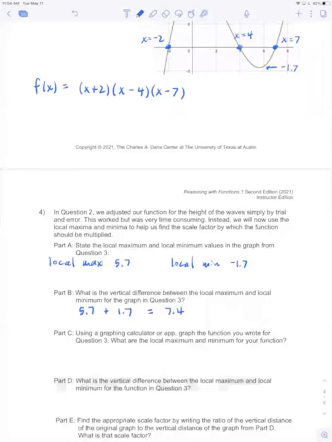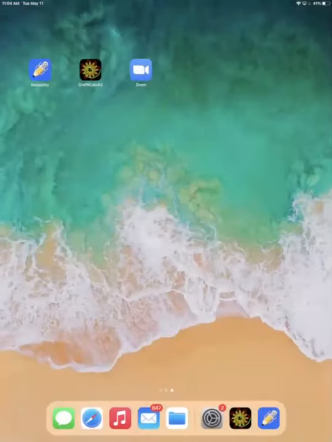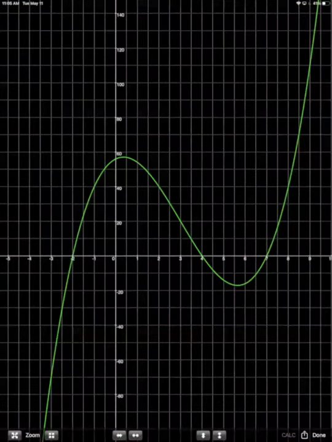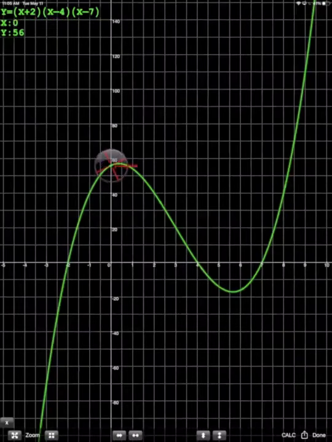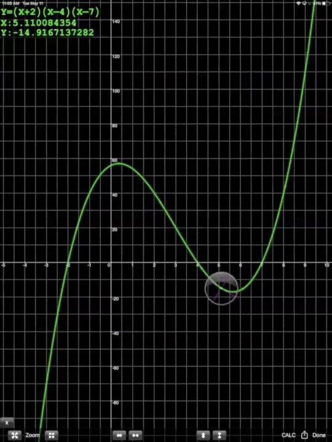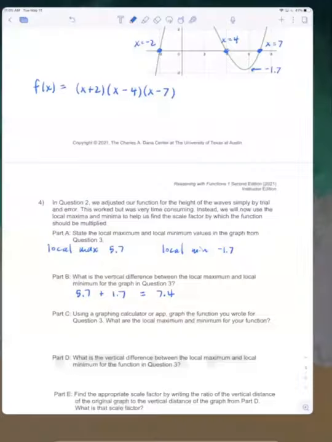Part C, using a graphing calculator or app, graph the function you wrote for question 3. What are the local maximum and minimum values for your function? So we have to go back to our graph. We already graphed this. So we go back here and it's going to get a maximum value here. It looks like, well, 57. We'll use 57 there. And then we're going to take this all the way down to the min. And that's going to be negative 17.